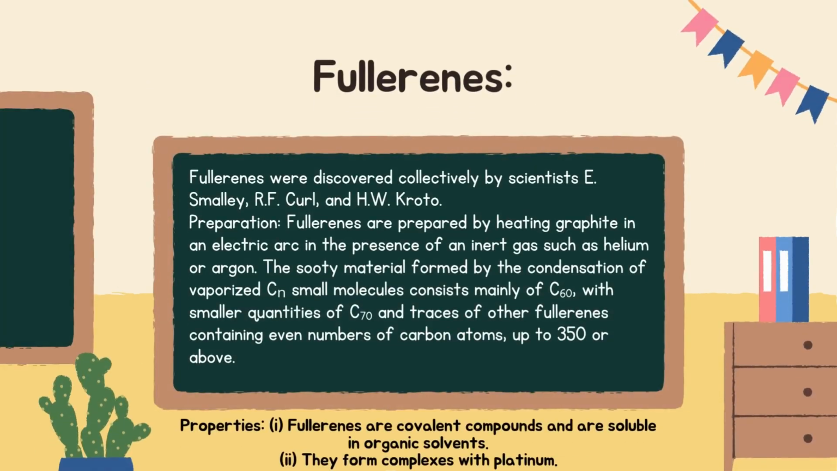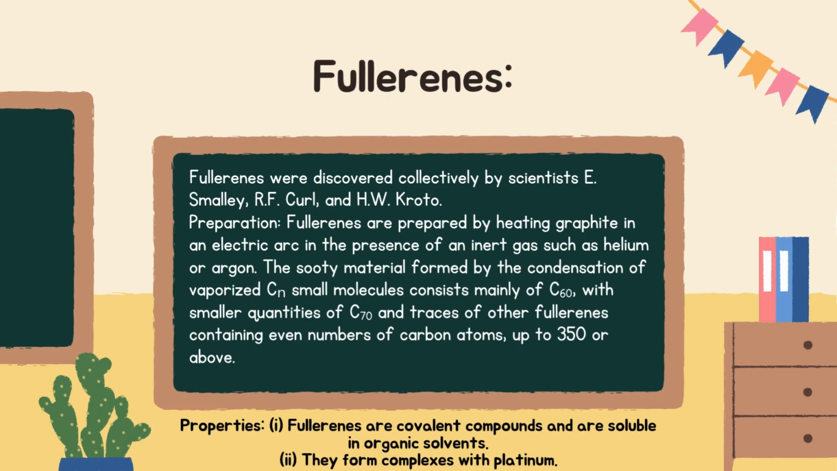Fullerenes. Fullerenes were discovered collectively by scientists R. E. Smalley, R. F. Curl, and H. W. Kroto. Preparation. Fullerenes are prepared by heating graphite in an electric arc in the presence of an inert gas such as helium or argon.